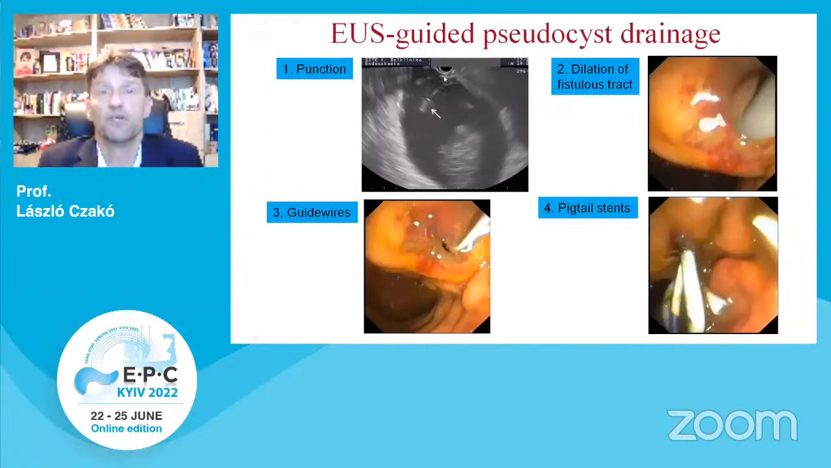This is the endoscopic procedure: the pseudocyst puncture under US guidance, the dilation of the fistulous tract, and the placement of 2 double pigtail plastic stents into the pseudocyst.